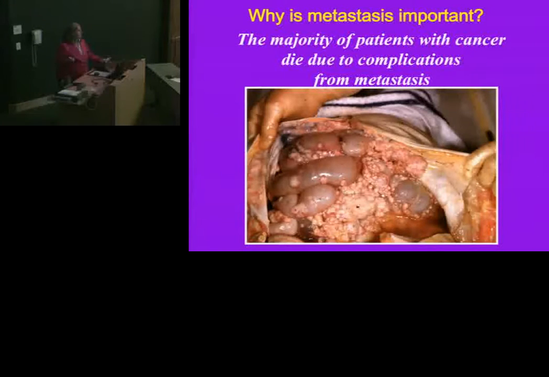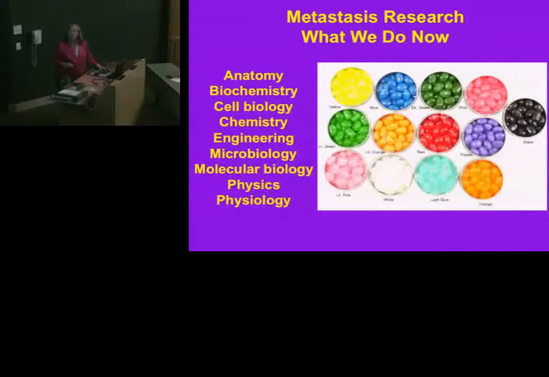So this is why metastasis is important. This is what happens when all that works properly. You die, essentially. So this is a woman with end-stage ovarian cancer. You can see huge amounts of intraperitoneal metastasis, and you will die. So that's why it's important to study metastasis.